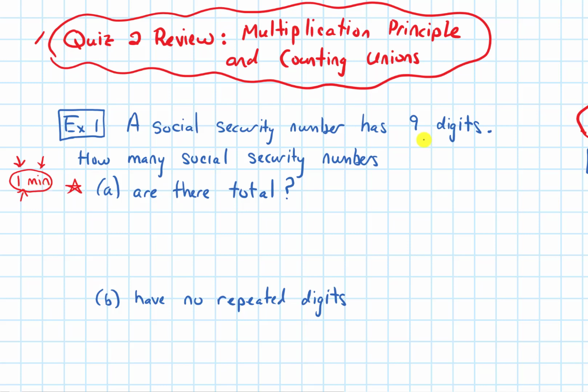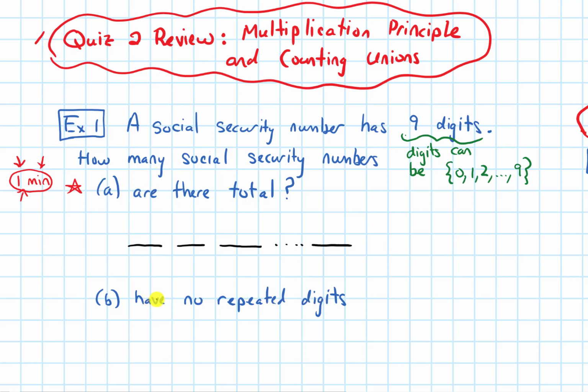So a social security number has 9 digits, and the digits can be anything in the set 0, 1, 2, up until 9. So there are going to be 10 choices for any of the digits. So I can just make a slot for each one of the digits: first digit, second digit, third digit, then dot, dot, dot, up until the last digit, the 9th digit.